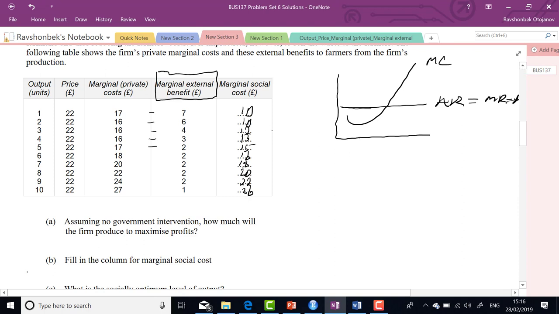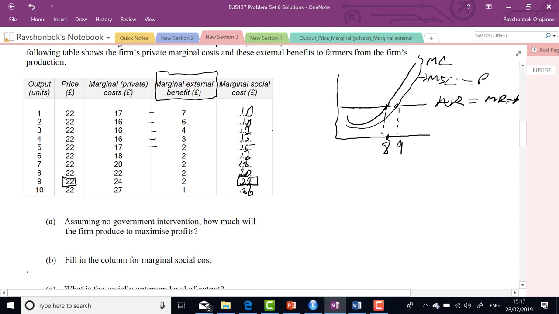Let's draw it. It's probably easier if you draw it, yeah? What happens is that this shifts downward by this. So this is our marginal. Now this is marginal social cost. This was marginal. So socially optimal unit initially was 8 units here. Now it is? 9. Thank you. So that's because 22 equals 22. Marginal social cost equals price, which is also marginal social benefit.